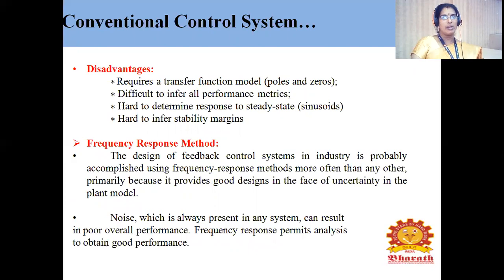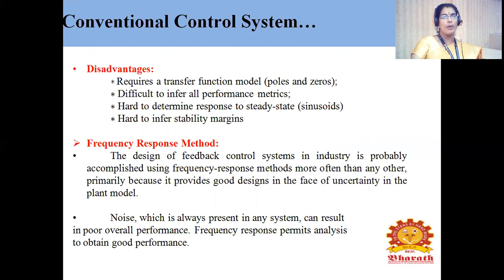What are the disadvantages of the root locus method? It requires a transfer function model. Actually, T of s is given as some expression, that is the transfer function, and from that only we locate poles and zeros. It is difficult to infer all performance metrics, so we can't obtain the exact value or exact response using this root locus method. Third, it is hard to determine the steady state response. And fourth, it is hard to infer stability margins. So these are the disadvantages of the root locus method.